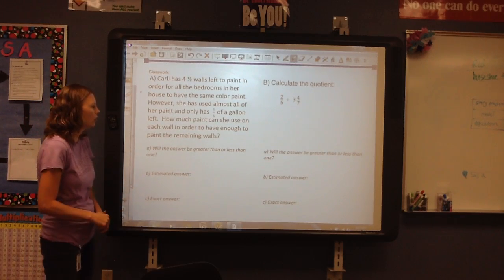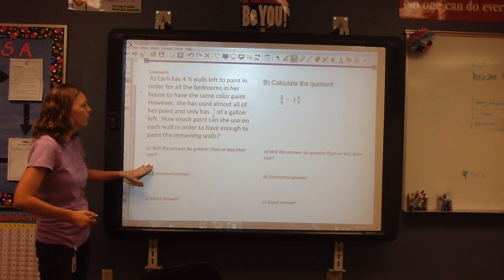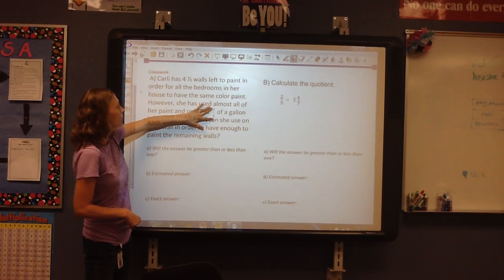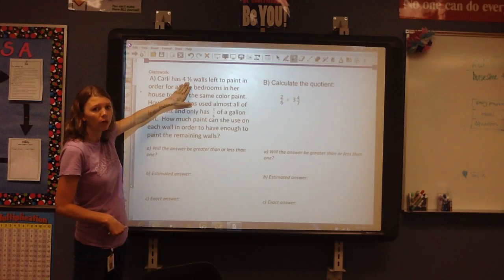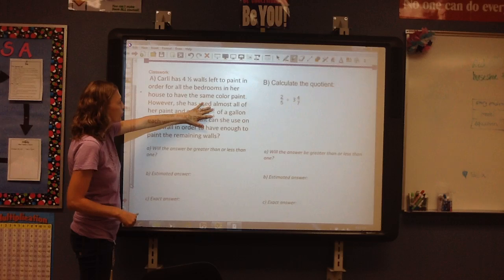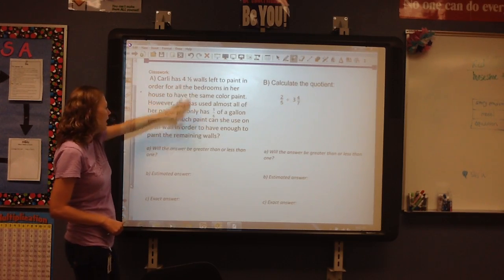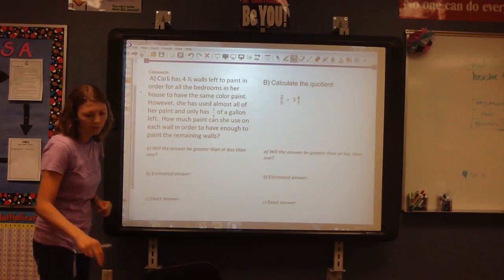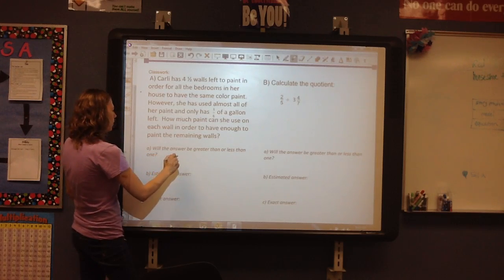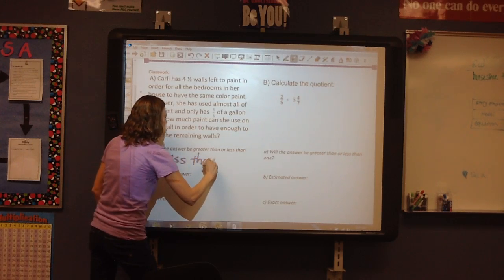Will the answer be greater or less than 1? So that's the first thing that we want to try to figure out. What we have is the 5/6. We want to divide that by the 4 1/2 walls. So if you start with a fraction and you're dividing it by a whole number, then we're going to have less than 1. I'm going to go ahead and say less than 1.